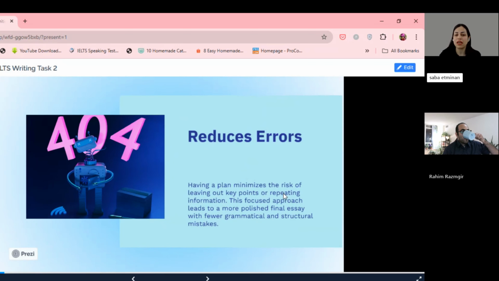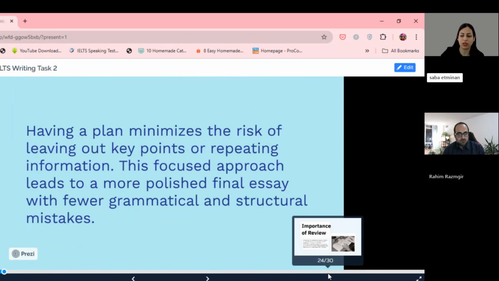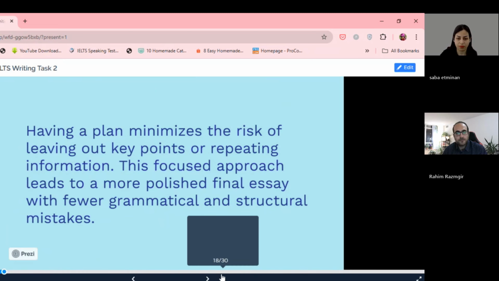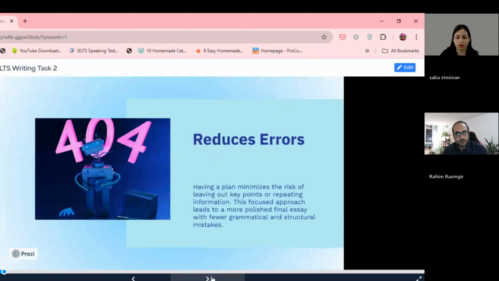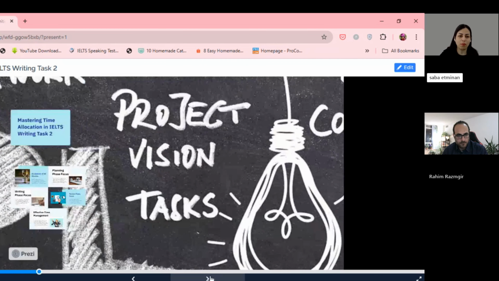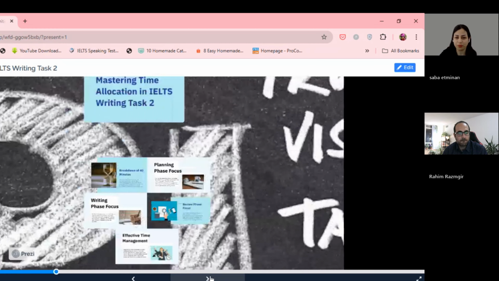The next one is it helps us in reducing errors. Having a plan minimizes the risk of leaving out key points or repeating information. This focused approach leads to a more polished final essay with fewer grammatical and structural mistakes. Now, mastering time allocation in IELTS Writing Task 2.